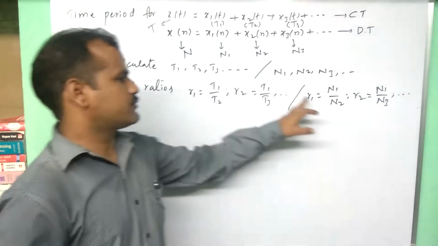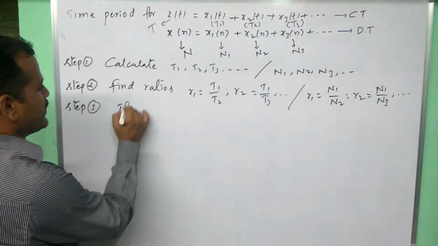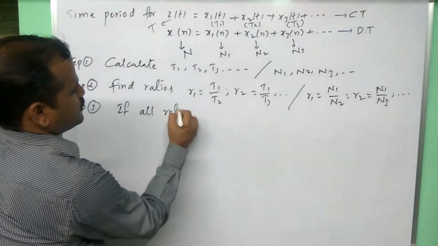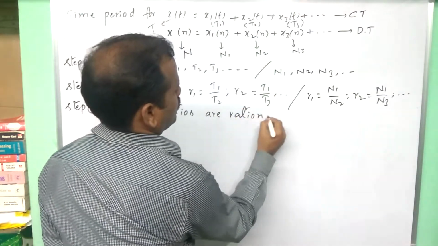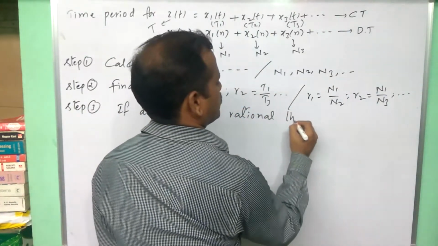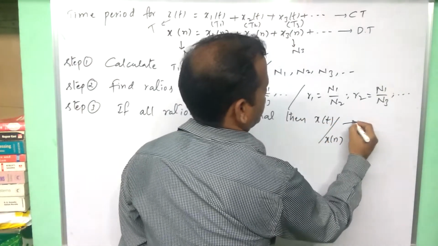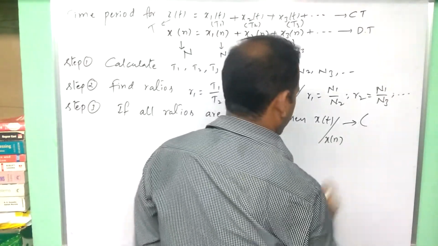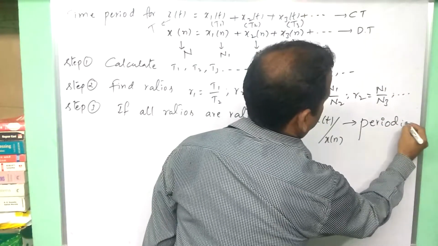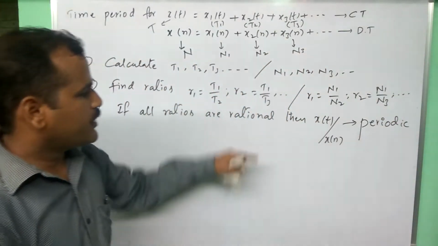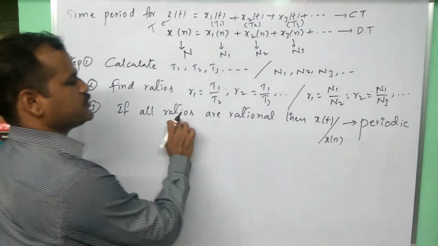Anyhow, step 3: observe all ratios whether those are rational or not. If all ratios are rational, then the given signal x of t or x of n is confirmed to be a periodic signal. Then we can find the time period of this signal. Here by step 3 we are confirming that the signal is periodic when the ratios are rational.